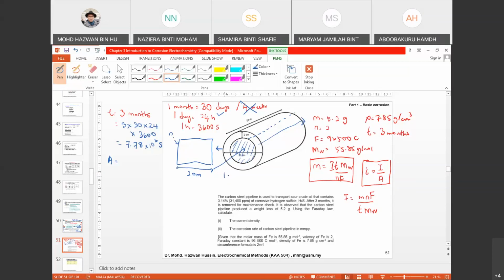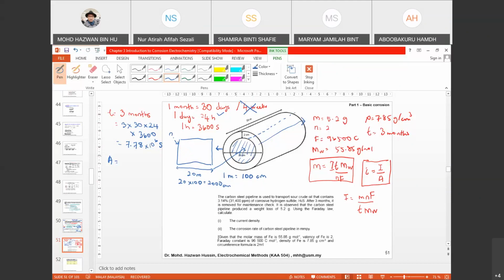1 meter is equal to how many centimeters? 100 centimeters. Yes. So you have to multiply 20 times 100. You get 2000 centimeters. Because we have to convert to centimeters. Remember, area will be in centimeters squared. So what will be the circumference?